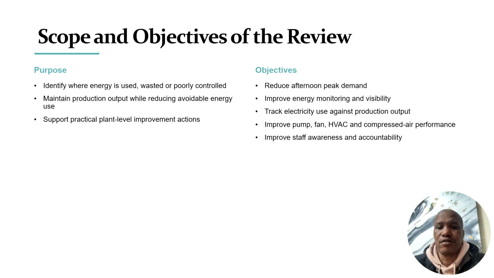The scope of the review is to identify where energy is being used, wasted, or poorly controlled across Alpha Manufacturing Plant. The review includes the major plant systems and energy users. The objectives are to reduce high afternoon peak demand, improve monitoring, reduce energy waste, improve equipment efficiency, support staff participation, and track performance using electricity use per ton of production.